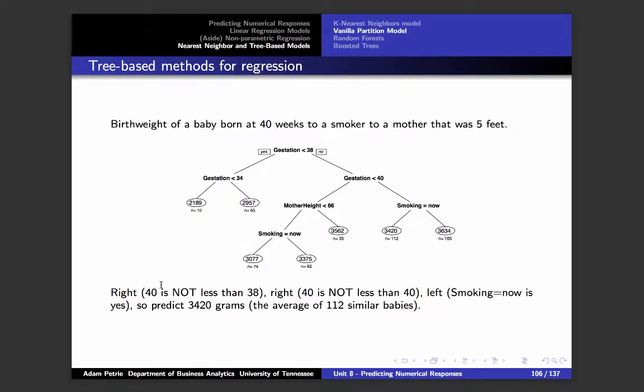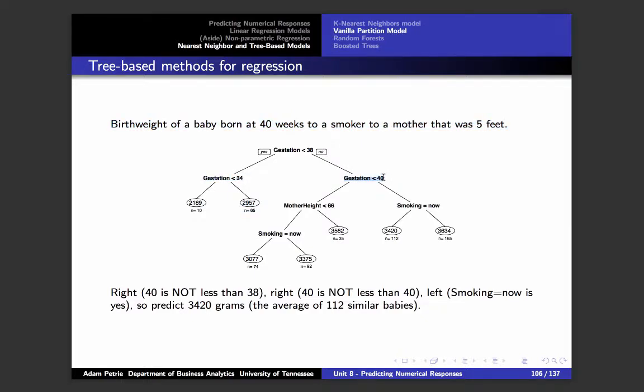So same way we're going to make predictions presented with a tree model. We might want to make a numerical prediction for the birth weight of a baby born at 40 weeks to a smoker, to a mother that was 5 feet tall. We start out at the top of the tree at the base node and we answer questions. If the answer is yes, we head off to the left. If the answer is no, we always head off towards the right. So is gestation less than 38? No, it's 40, so we head off to the right.